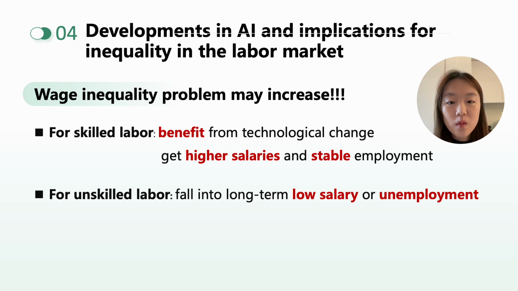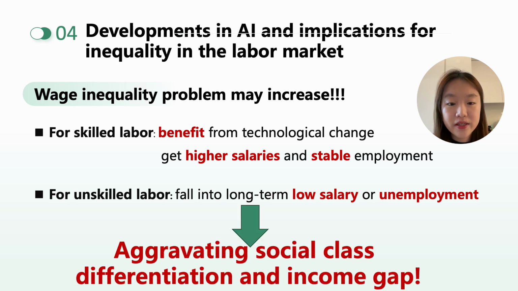At the same time, it also raises the requirements for skilled labor, driving salary increases in technical jobs. Therefore, I consider wage inequality will increase. Skilled labor can benefit from technological change, mastering the skills required by AI, then get higher salaries and stable employment. However, unskilled labor will probably fall into long-term low salary or unemployment. In the continuing absence of effective education, training, and policy intervention, the benefits brought by AI will mainly concentrate on a minority, aggravating social class differentiation and the income gap.